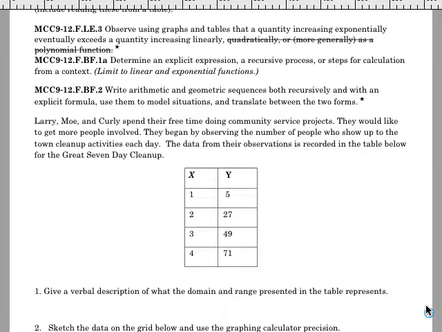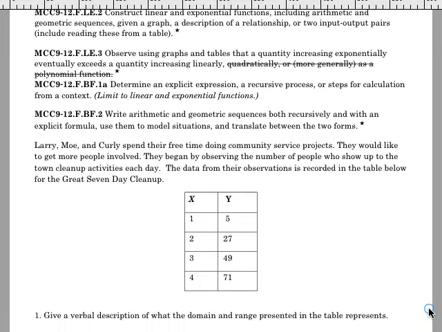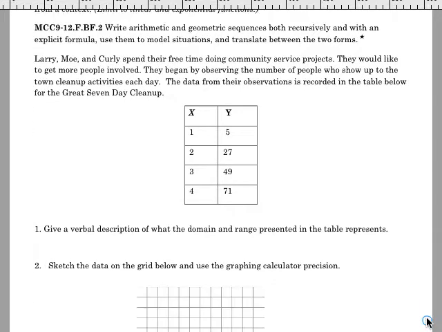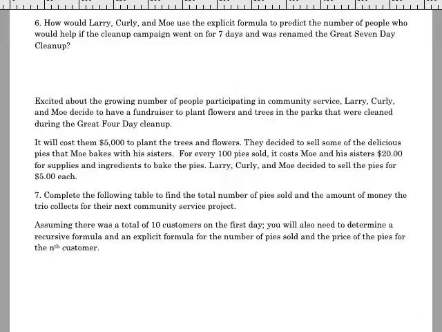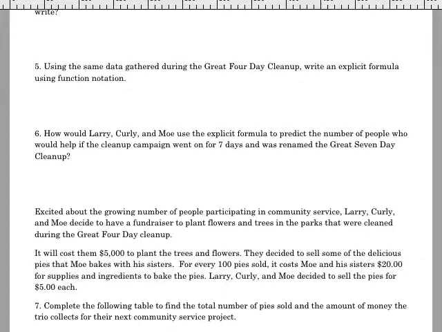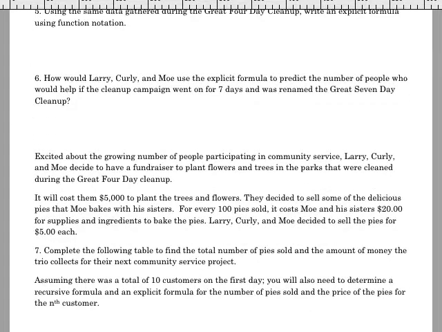So I'm just going to switch over to the second page. In this table, which is already completed for you, you're pretty much going to talk about what domain and range is, sketch it like you did, I believe, in the second task. And then you're going to start answering some questions based on your data. I believe this is the first task where you're asked to write formulas in both explicit and recursive form.